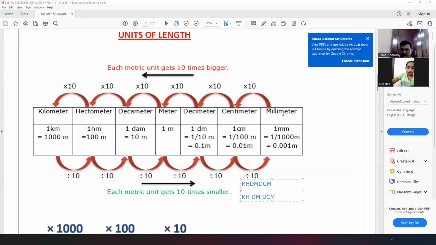Mostly we will be using millimeter, centimeter, meter, and kilometer. This decimeter, decameter, hectometer, we will be using very, very rarely. Okay. So you will remember only millimeter, centimeter, meter, and kilometer. Only these four we will remember.